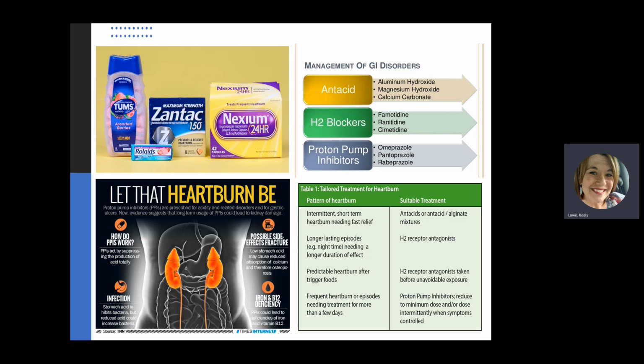So let's look at some types of medications. Like we said, lots of over-the-counter medications. Patients don't really know the difference in these, right? They say heartburn, they say antacid, prevent stomach acid, prevent heartburn. So how are they different and who should be taking what?